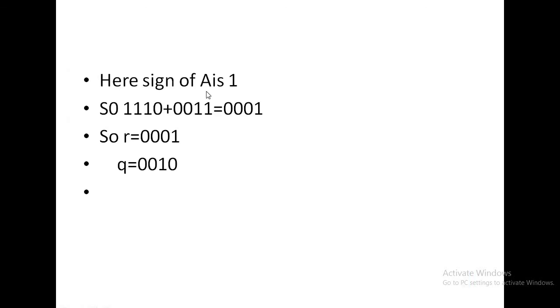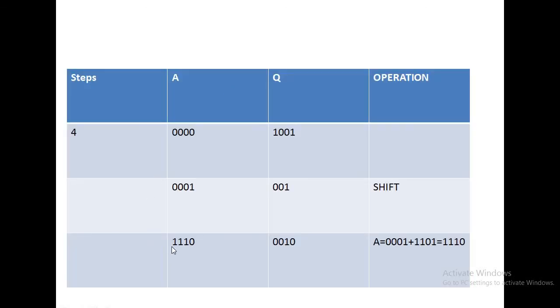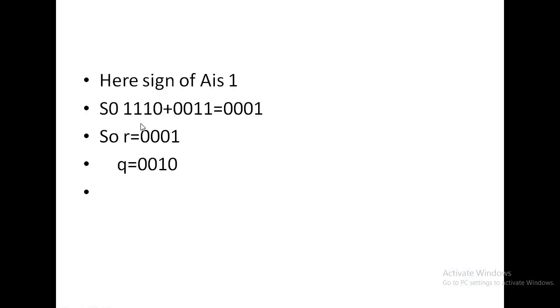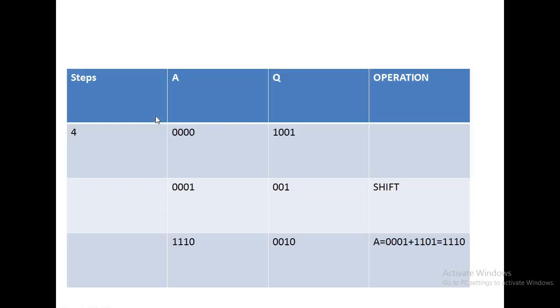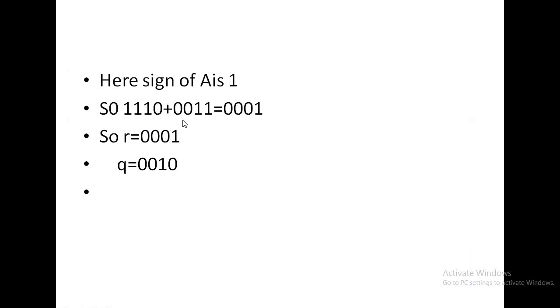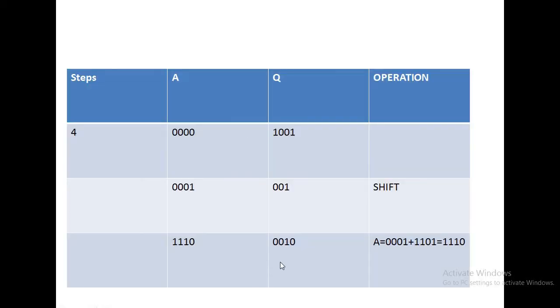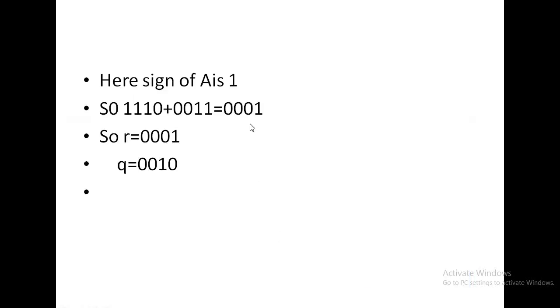So sign of A is 1, that is MSB bit is 1. So what do I perform? A is equal to A plus M. This is the value of A, 1110, plus M. M value is 0011. So the result is 0001. So remainder is 0001 and quotient is 0010. This is quotient and remainder value is 0001. Okay. So this is the non-restoring division method.